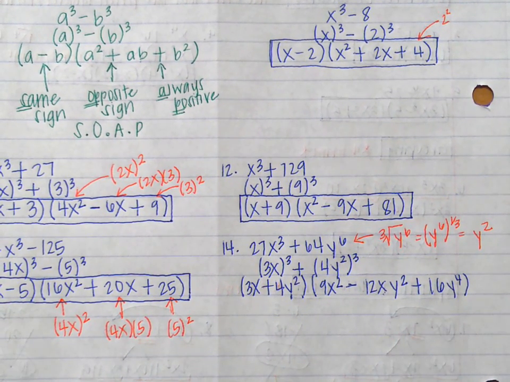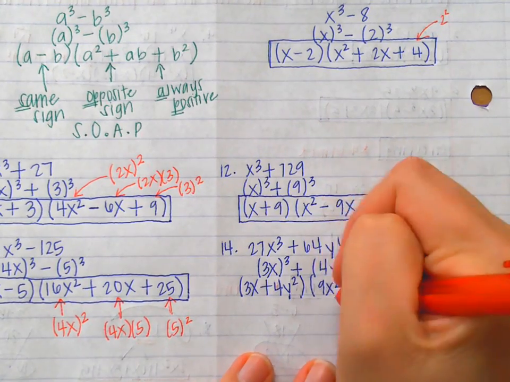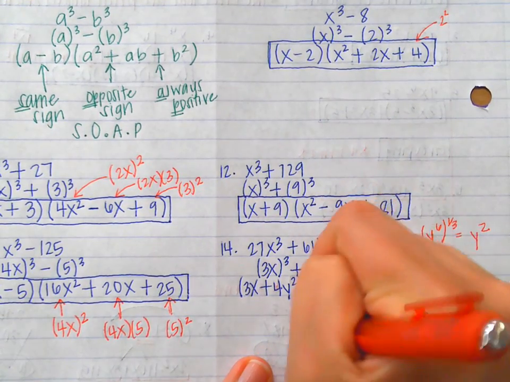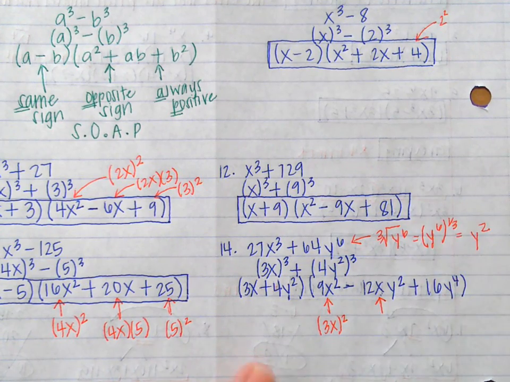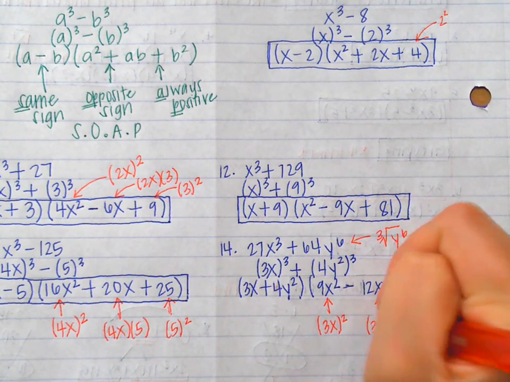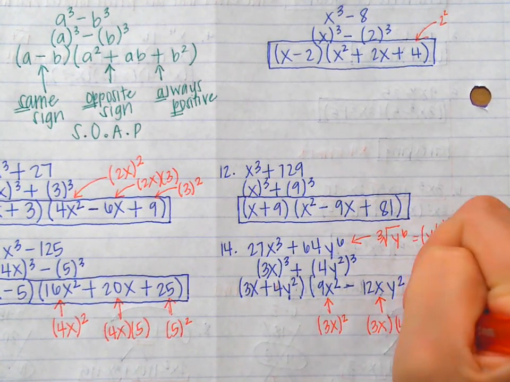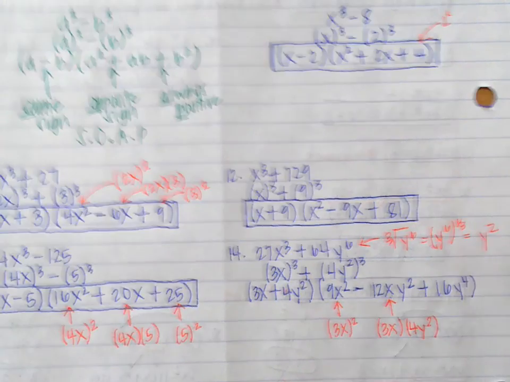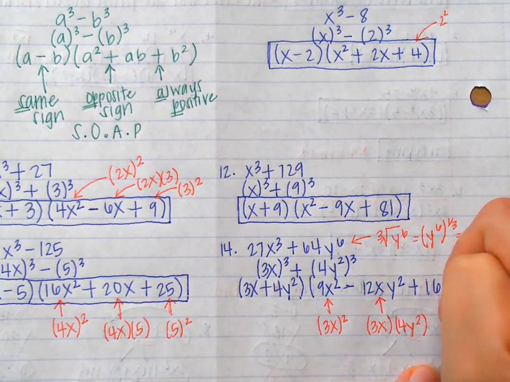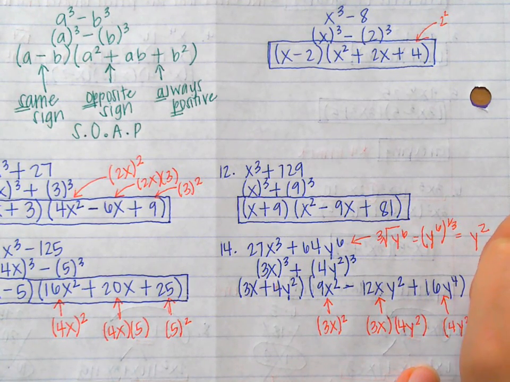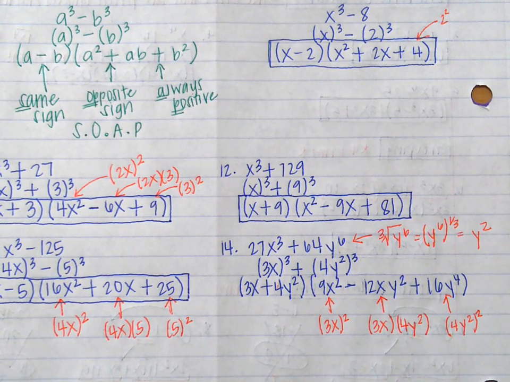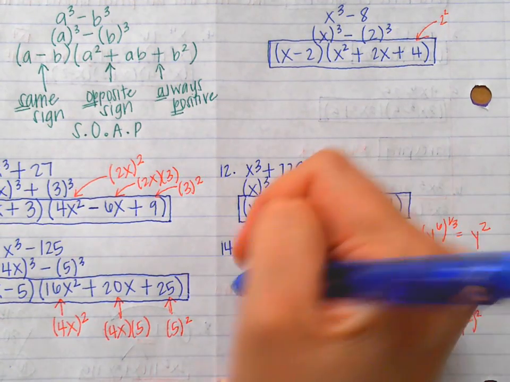Again, let's write those little reminders below if you need them. So this is 3x squared. This is 3x times 4y squared. And this is 4y squared, squared. And that is your final answer.